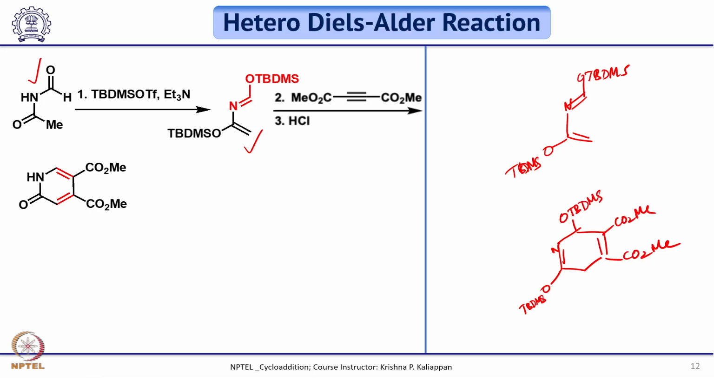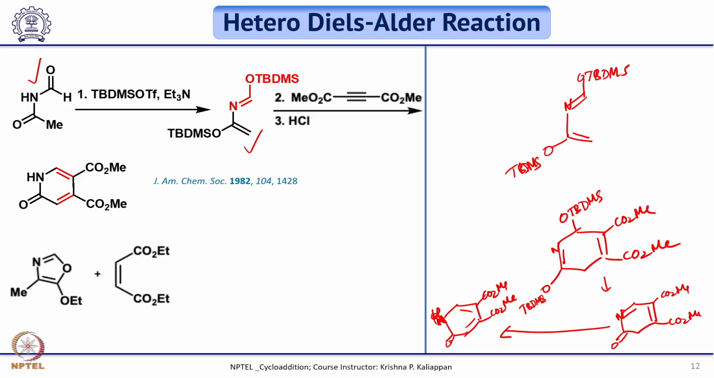So now what happens, you can see, as we have discussed earlier with Danishefsky's diene, so this can undergo hydrolysis and so this will tautomerize to give this product.